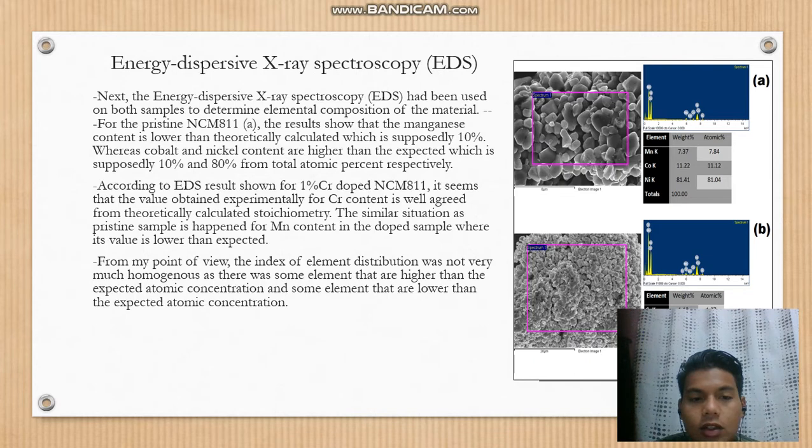According to EDS results shown for 1% chromium dope NCM811, it seems that the value obtained experimentally for chromium content agrees well with the theoretically calculated stoichiometry. The similar situation as the pristine sample happens for manganese content in the dope sample, where its value is lower than expected. From my point of view, the element distribution was not very homogeneous, as there were some elements higher than the expected atomic concentration and some elements lower than the expected atomic concentration.